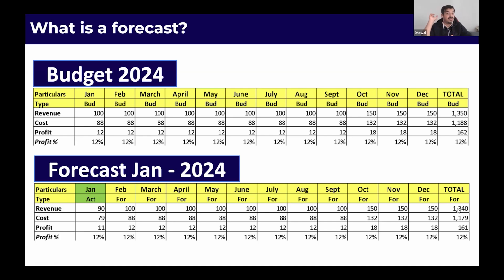I'm not calling it revised budget. Be mindful of this. Budget once approved is frozen, it's done, right? So my budgeted revenue is $1.35 million. My forecasted revenue at the end of January is $1.34 million. I hope you are now able to appreciate the difference between the budget and the forecast. And companies call this a 1+11 forecast. What does that mean? 1 month of actuals, 11 months of estimates.